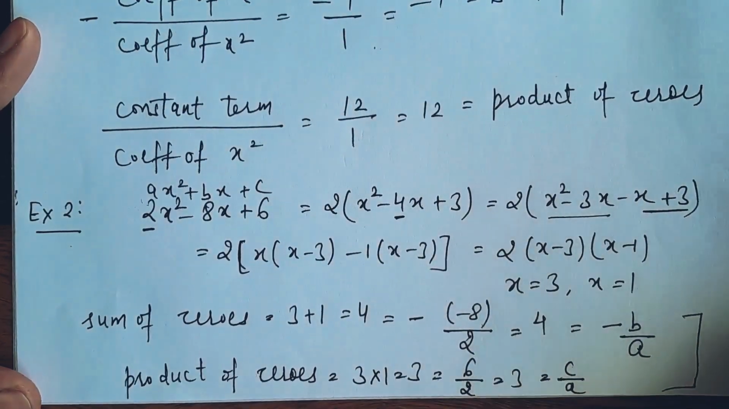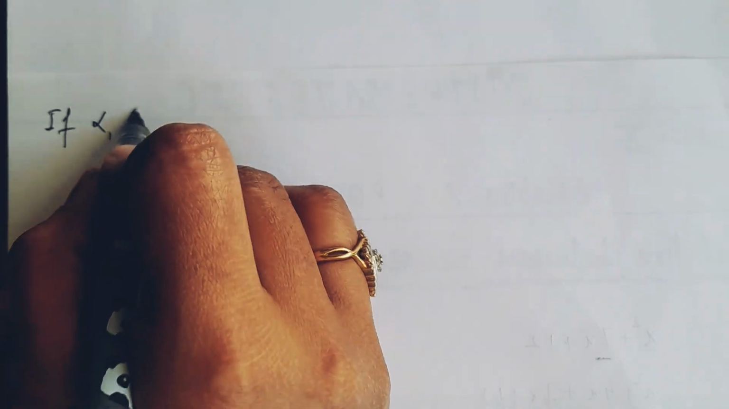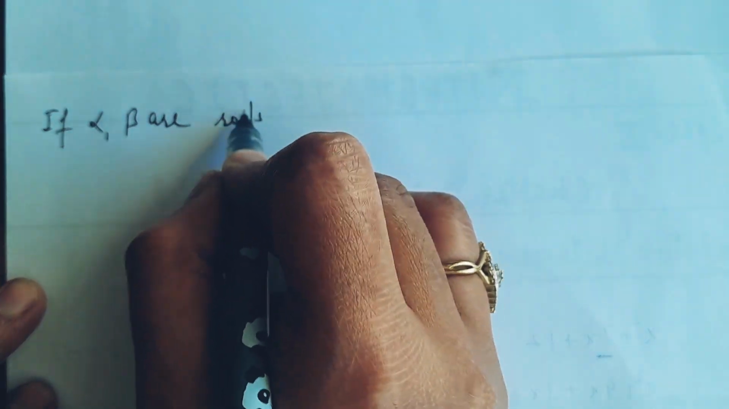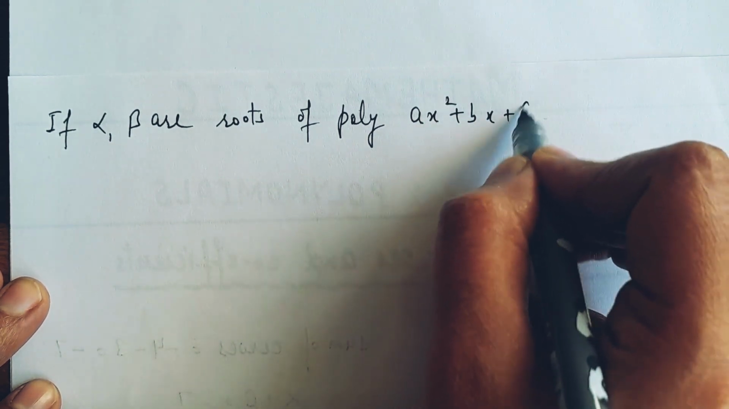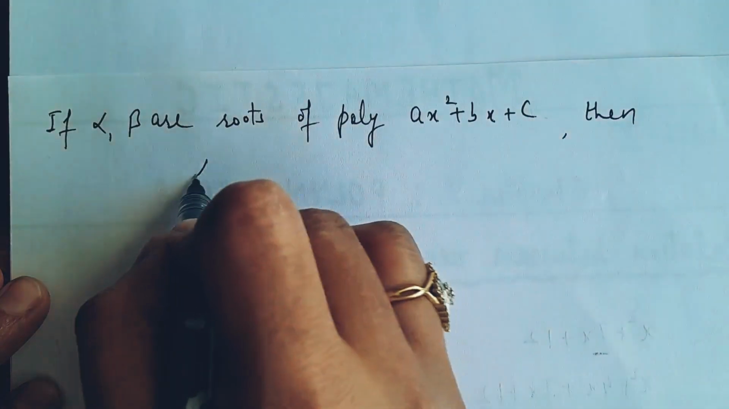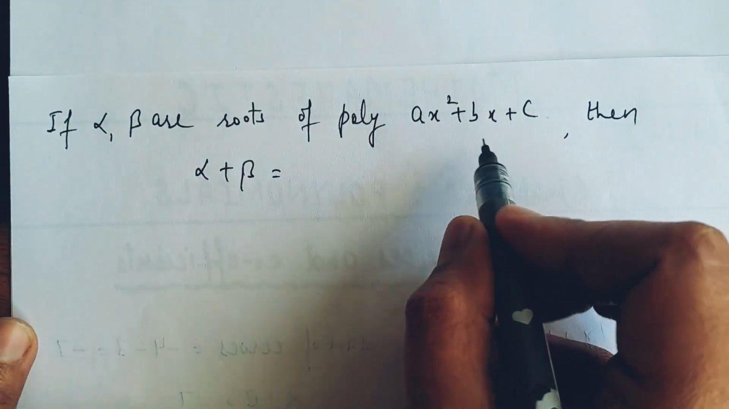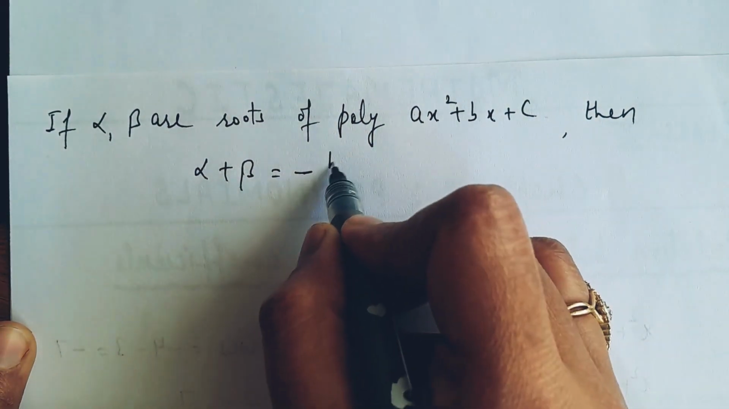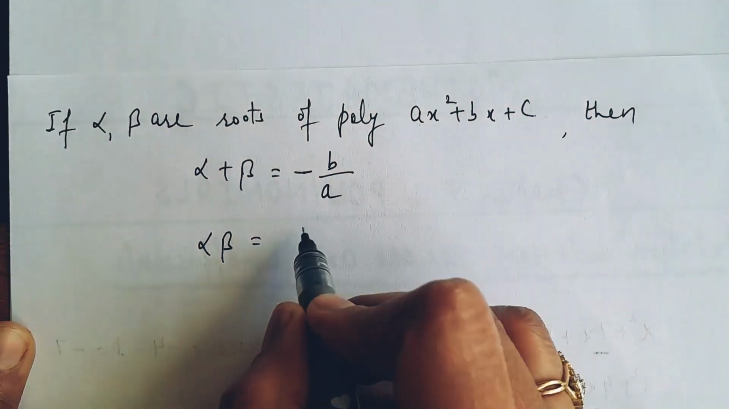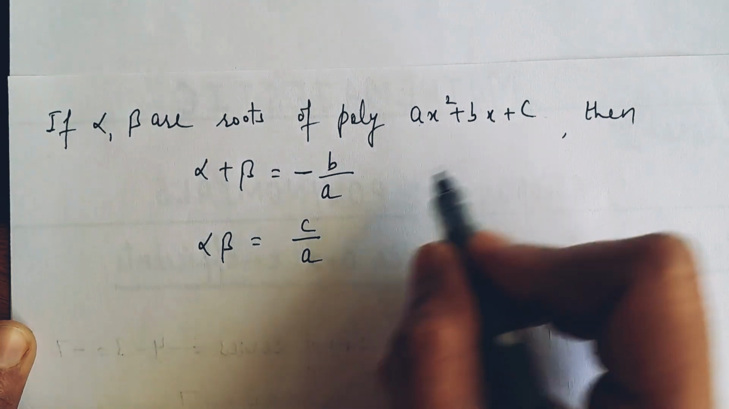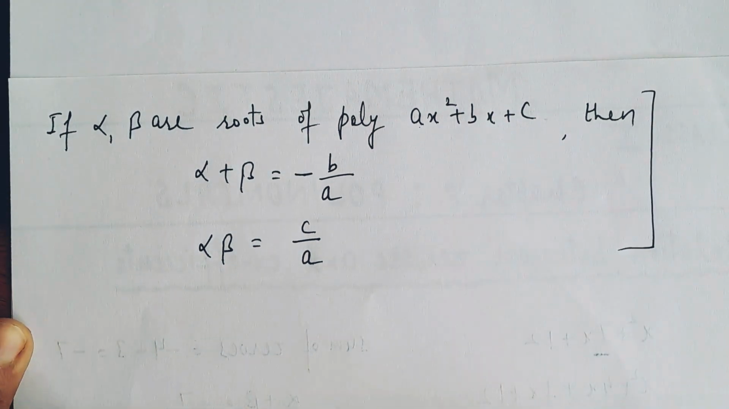So now, if we write them in alpha beta form, let alpha and beta be the roots of the polynomial ax square plus bx plus c. Then the sum of roots, alpha plus beta, will be equal to minus coefficient of x by coefficient of x square, and the product of roots will be equal to constant term by coefficient of x square, that is c by a. So this is the rule which you have to learn.